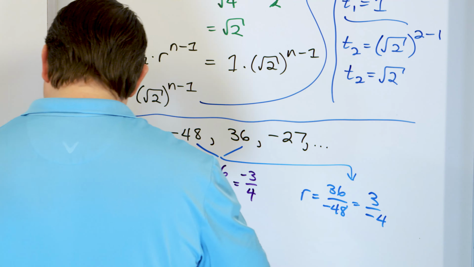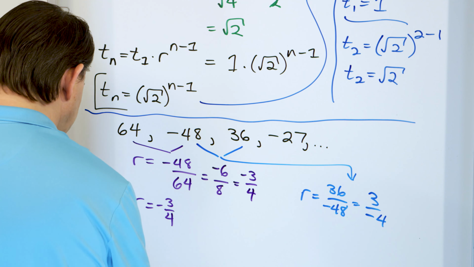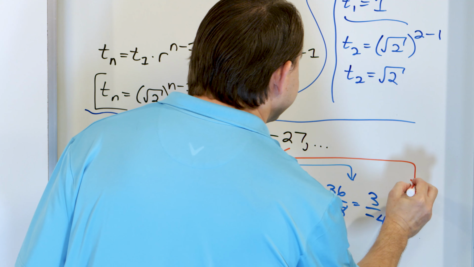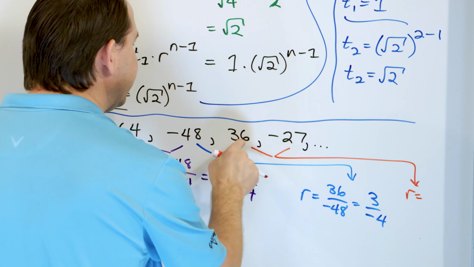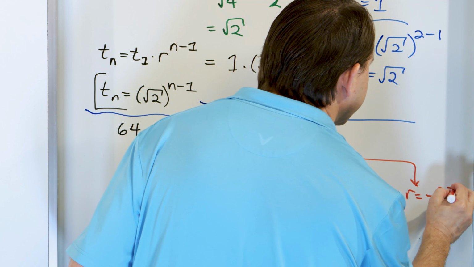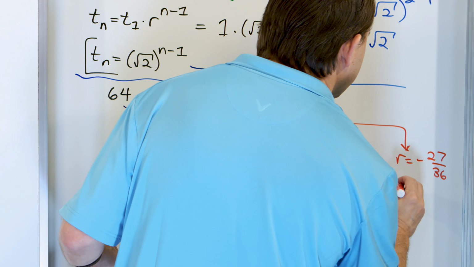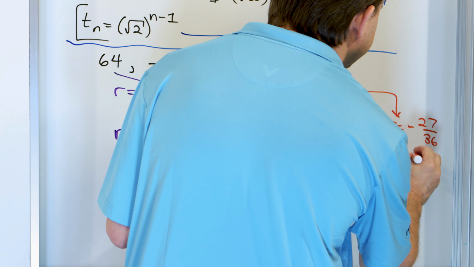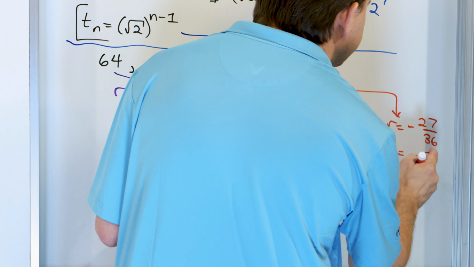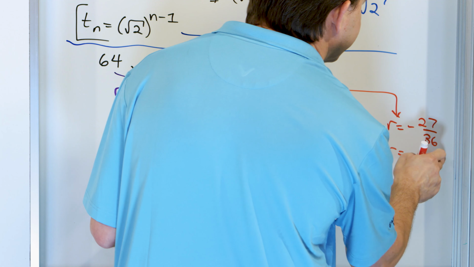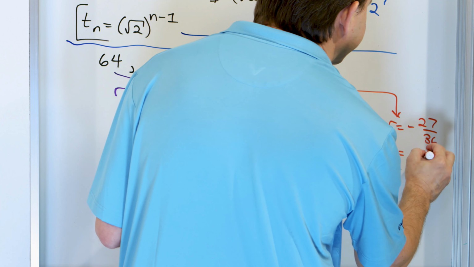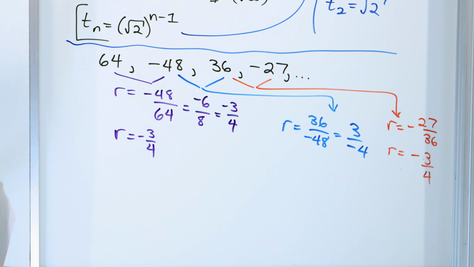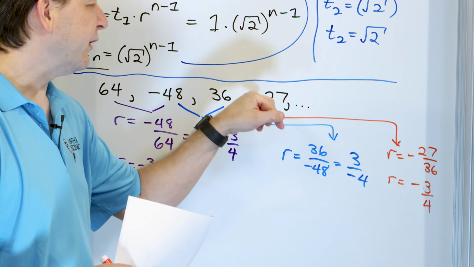And then I can take, let's change colors again. I can take these and find this common ratio as negative 27 over 36. And what do you get there? You can divide by 9. 9 times 3 is 27. So we're dividing by 9, so it's 3. And then 9 times 4 is 36. So negative 3/4, same as the rest of these. So same common ratio, same common ratio, same common ratio.